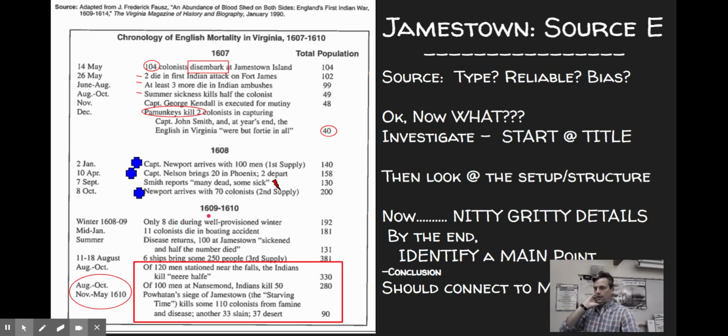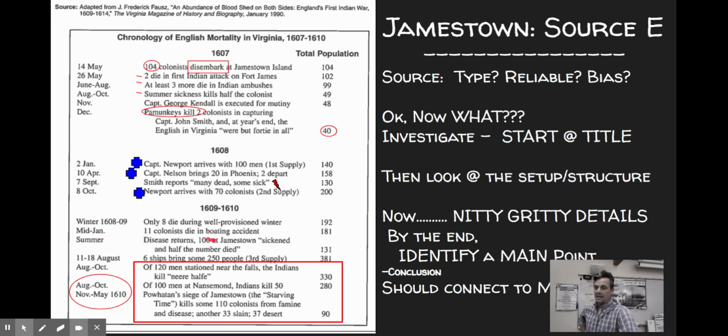So now we're in 1609. 1610. Winter of 1608, 1609. That is not the starving time. That's not yet. I don't think. Let me double check. In the winter of 1609 to 1610. This is the winter of 1608, 1609. So yeah, this is not the starving time right here. Only 8 died during well-provisioned winter. They had a lot of food. That's good.